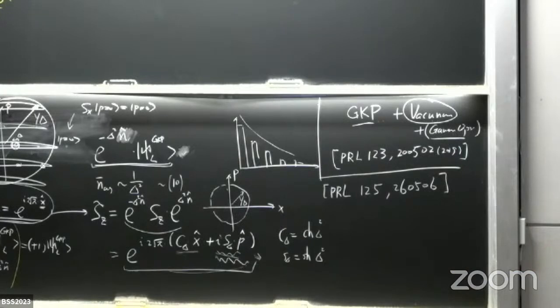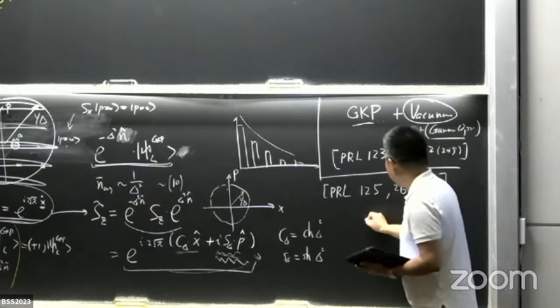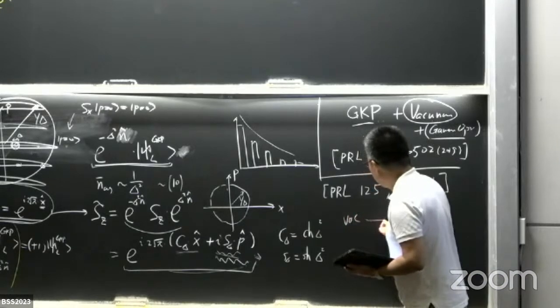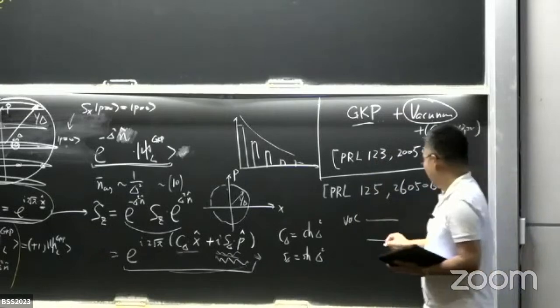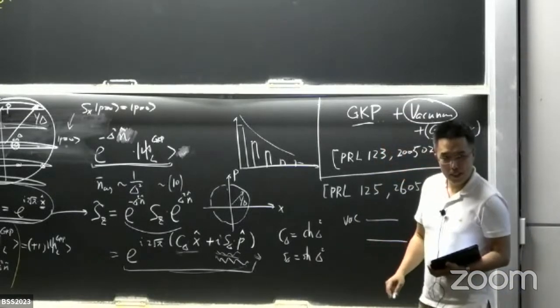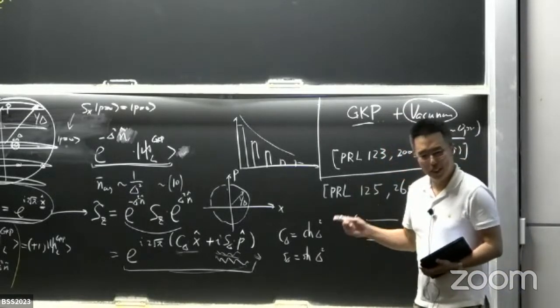Do you know how projective measuring vacuum works? Yes, so what happens is that you have a vacuum state, and you need to measure the stabilizer for GKP. And how do you measure the stabilizer for GKP? You use GKP to measure the stabilizer for GKP.